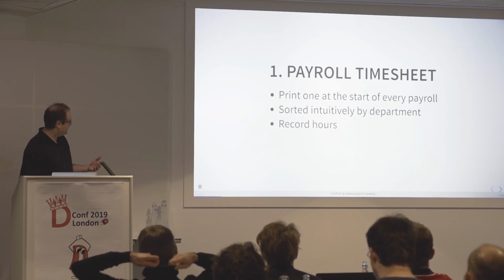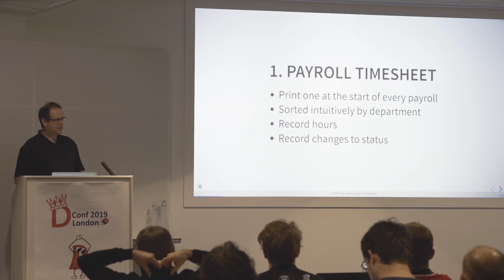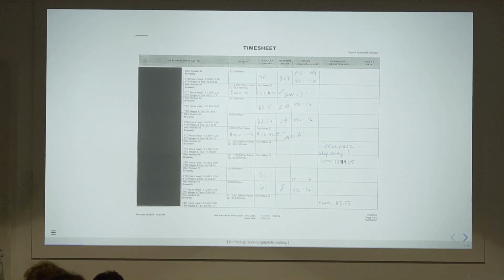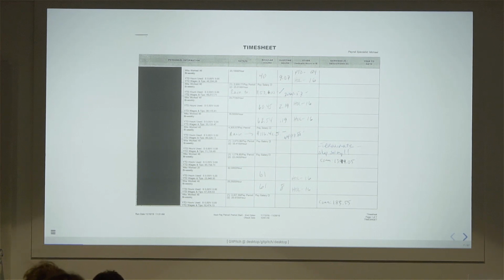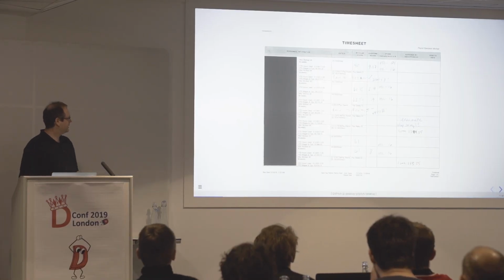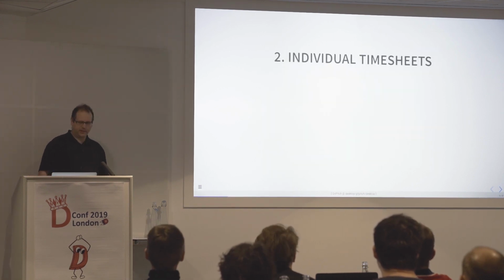So anyways, we record the hours of everybody who worked, any changes to status, and basically this is what it looks like. This is an actual sheet. I've covered up the names to protect the innocent, and this is the stuff I had to write down, and as the lady was showing me, this is what you do. Where do we get that information? Individual timesheets.